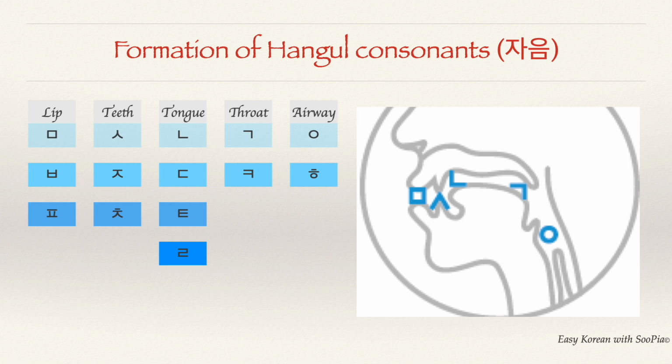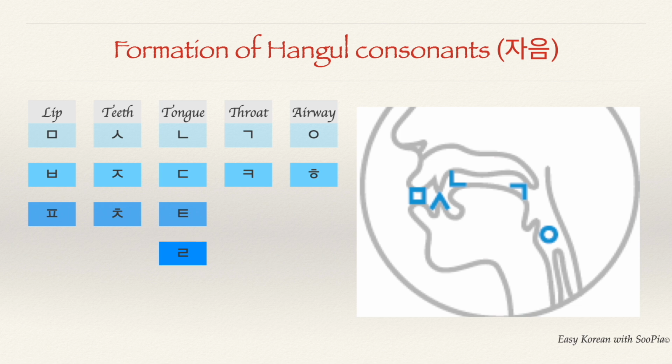When you make a vibration, you'll get the g sound, or k sound on a higher note. The last basic sound comes all the way from the airway. Open your mouth, clear everything, and let the air out from the deep airway. This is the O sound we get. The rest of the consonants are deviations from the 5 basic consonants we just covered.